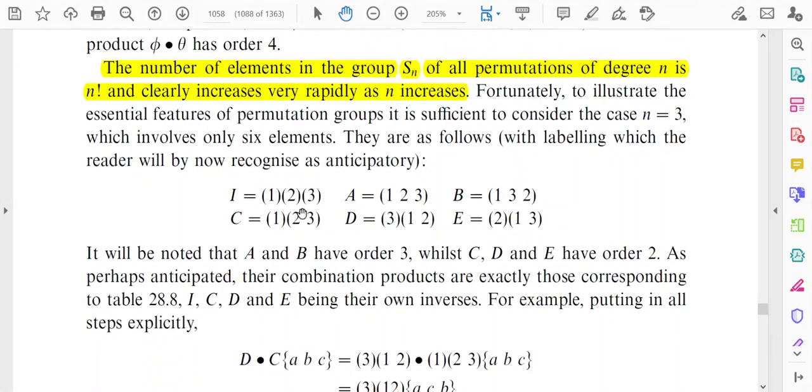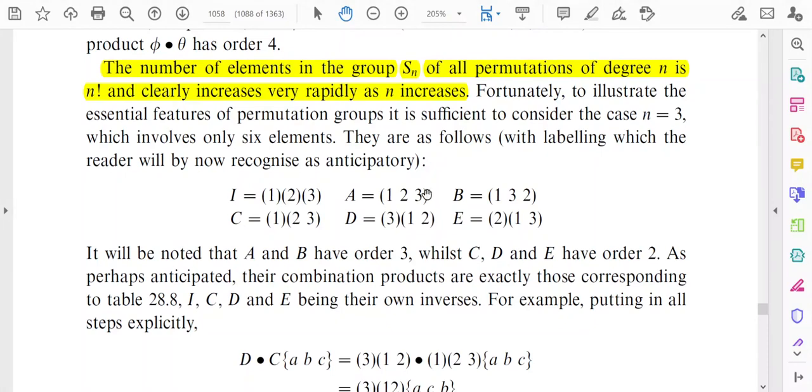We can represent those 6 elements as I, A, B, C, D, E. And as n is 3, these elements can be described in this way. The identity element will be 1, 2 and 3, and A, B, C, D, E will be like this. Now you may have a question in mind.